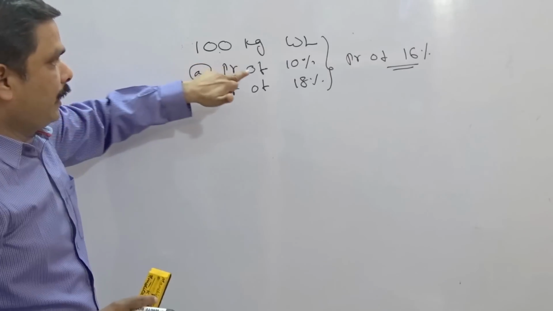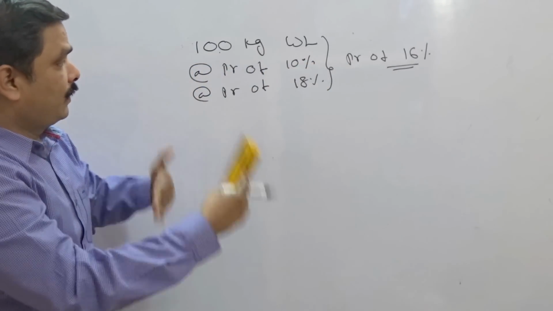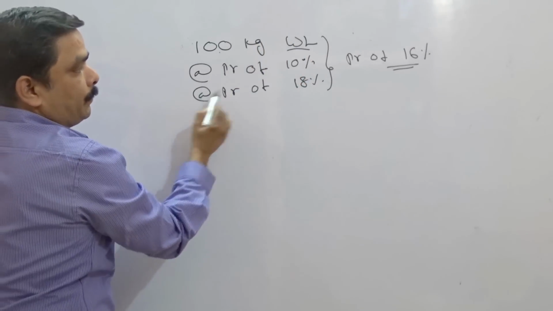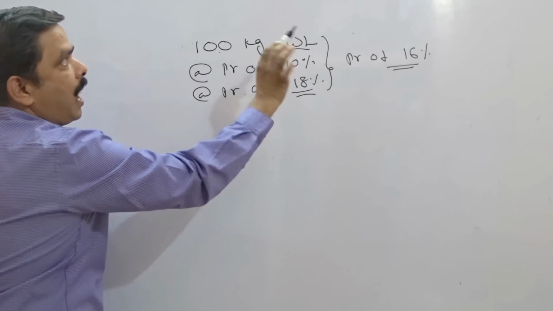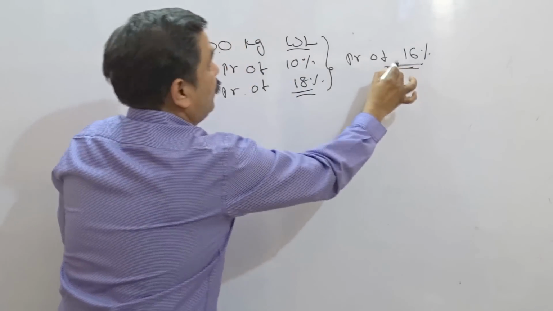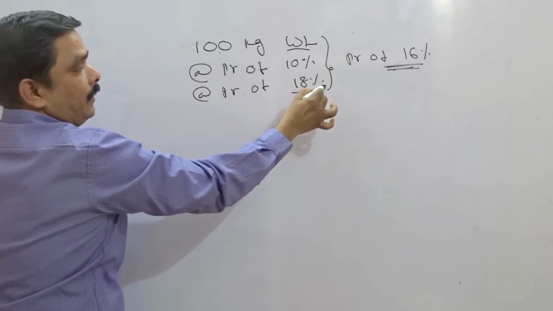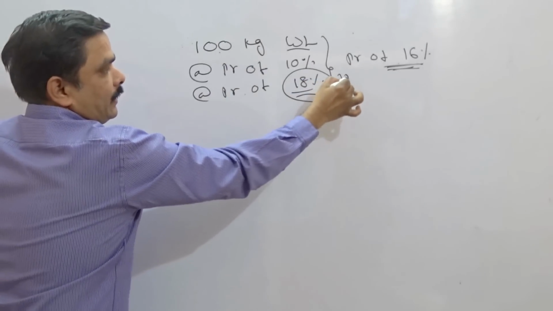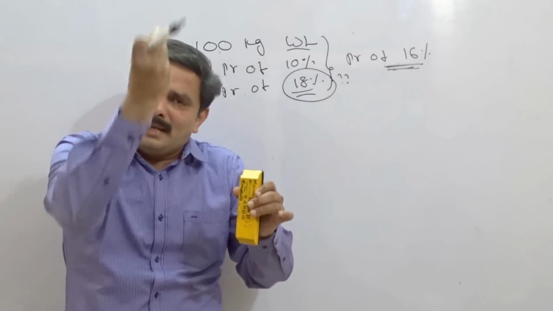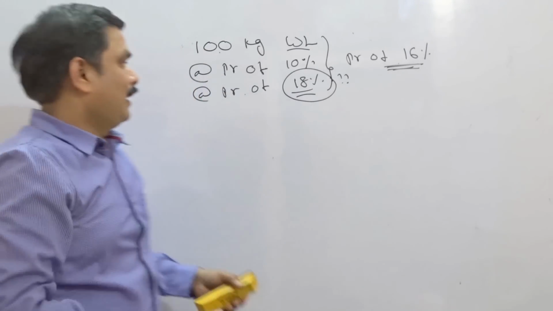Part of that one, a profit of 10% he sold, and the rest of the wheat he sold at a profit of 18%. On the whole he gained 16% profit. If this is the case, how much he sold at 18% profit is the question. Now, how to do this question in the limited time? I can use rule of allegation. How to go for rule of allegation?